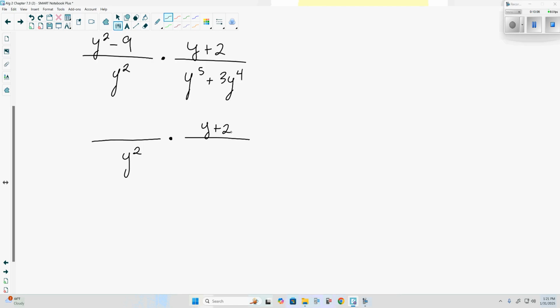Well, let's simplify the y to the 5th plus 3y to the 4th. There's a greatest common factor of what? Y to the 4th. And if we factor it out, we get y to the 4th times y plus 3. Y squared minus 9, how does that factor? Y minus 3 and y plus 3. It's our difference of perfect squares.